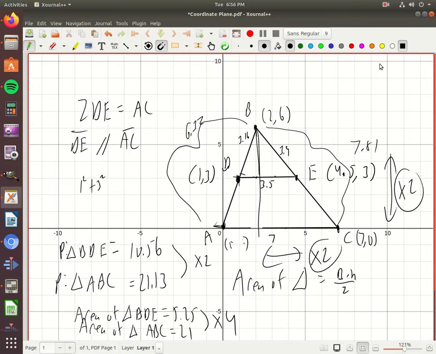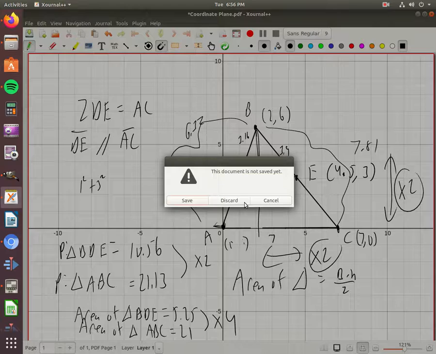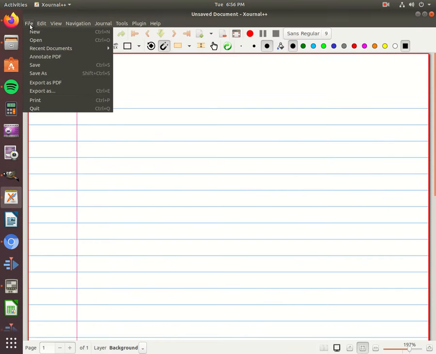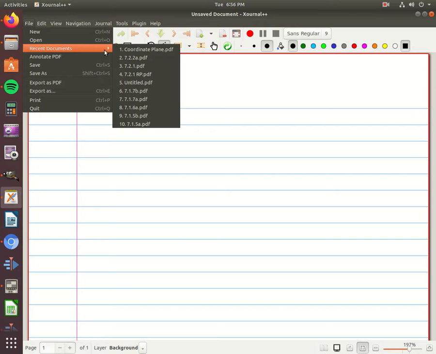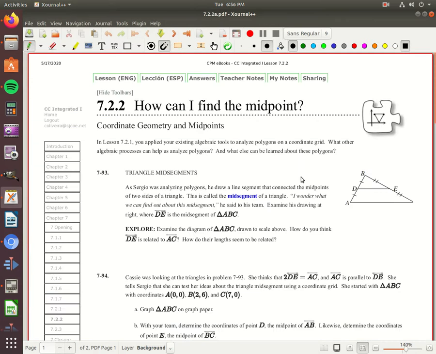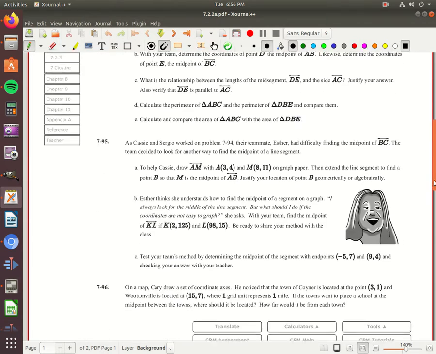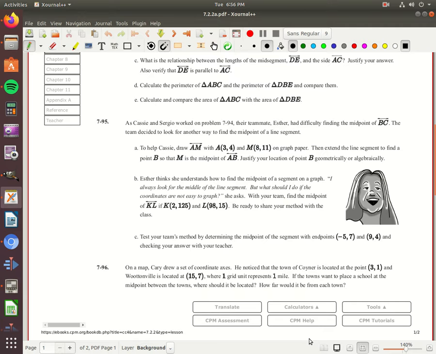Integrated 2. Man, oh man, what a mess I made of that. Alright, so we will go back to recent documents, and we are on 722A. So we did 793 and 794. So now we will look at 795.